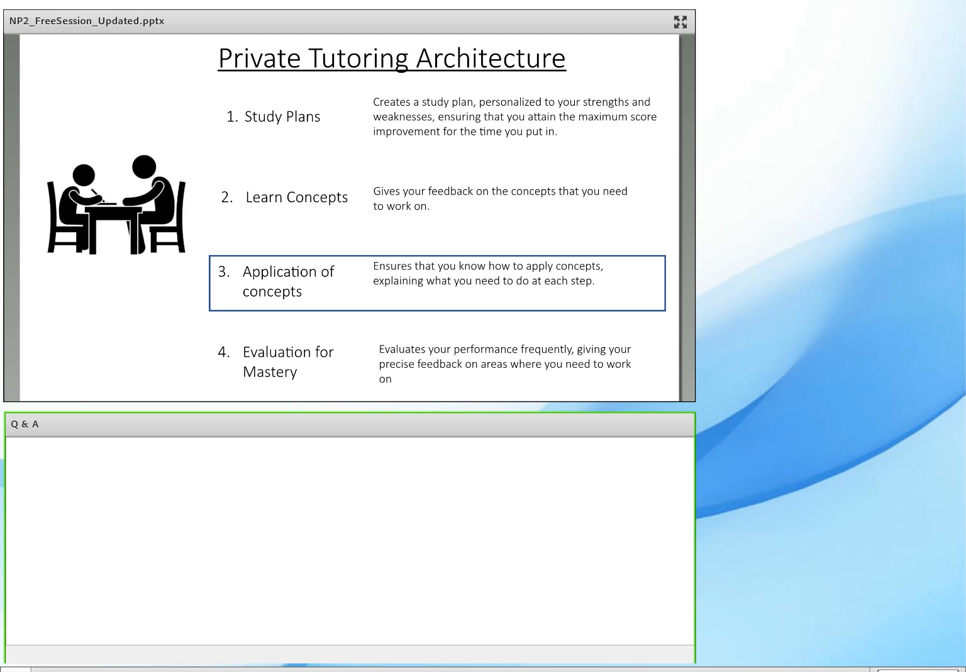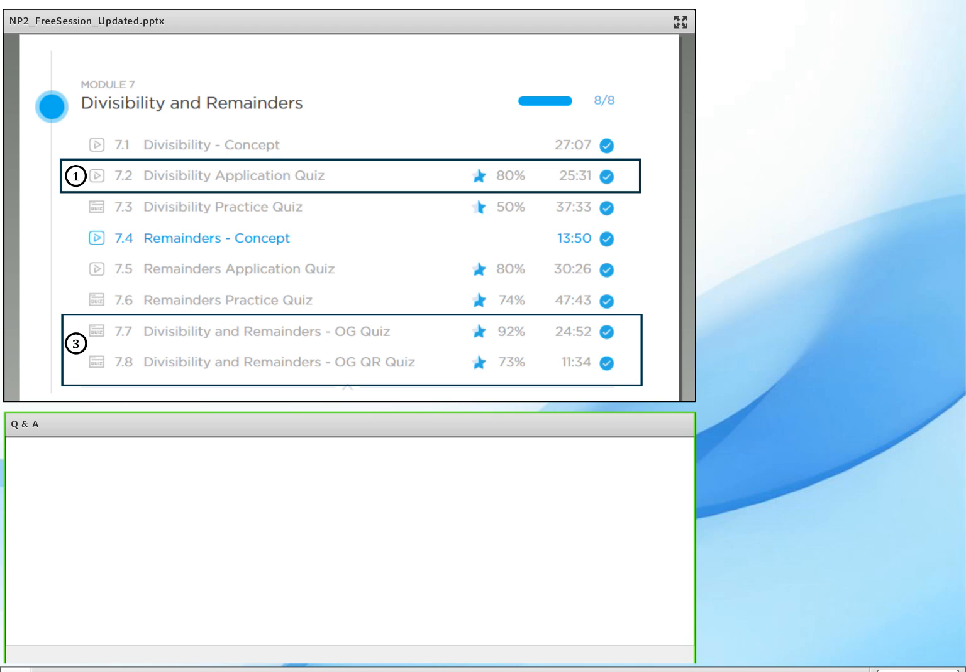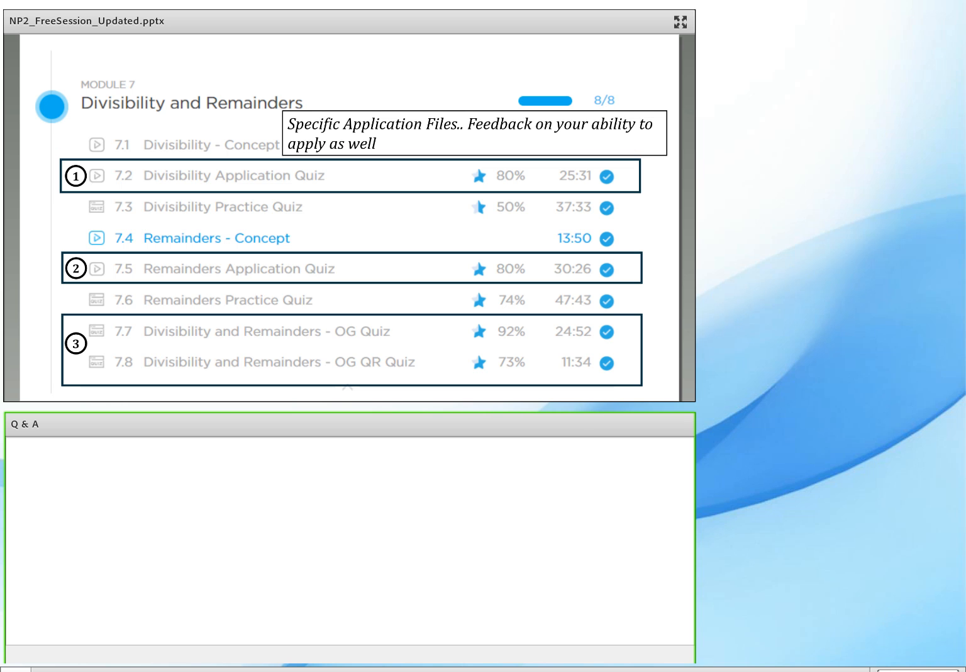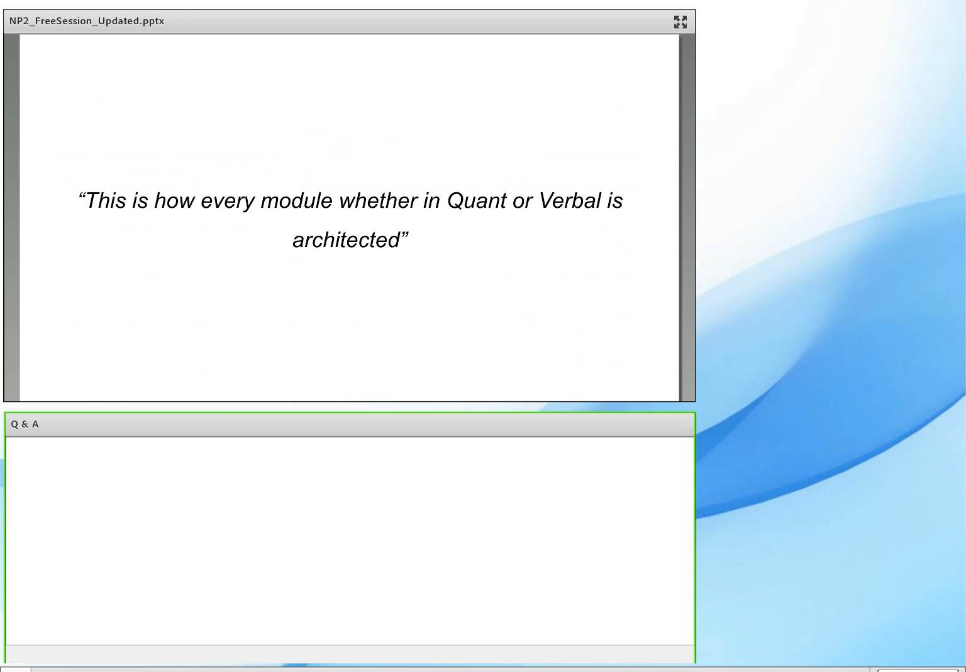Now, the next thing that a good private tutor does is teach you application of concepts, right, when you're learning concepts. In the e-GMAT course, we have these special entities called application files in which we teach you how to apply those concepts. Then we have practice files, which are right after these application files. So essentially, you learn a concept, you learn how to apply those concepts, you practice that concept right then and there, and you get feedback on your ability to apply that concept right then and there. We also carefully select a set of official questions for you to practice on. And this is how every module in the e-GMAT course is structured.